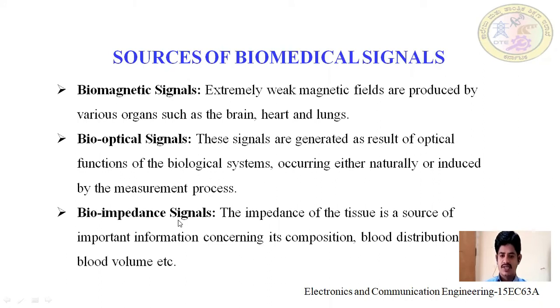Then comes the bioimpedance signal. We know the impedance concept. The impedance of the tissue is a source of important information concerning its composition, blood distribution, and blood volume, etc. So it mainly deals with the impedance of the tissue. Even this is taken as one source of information to deal with the human body.